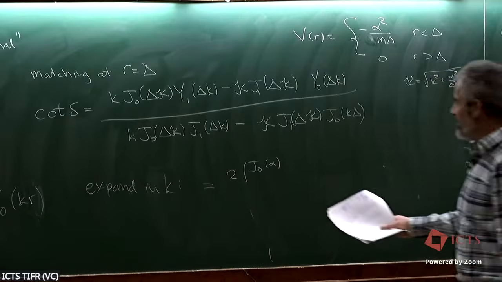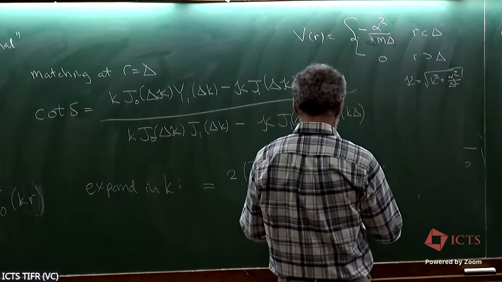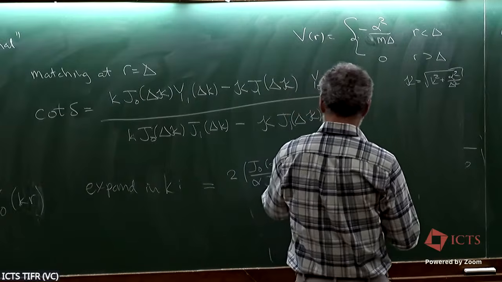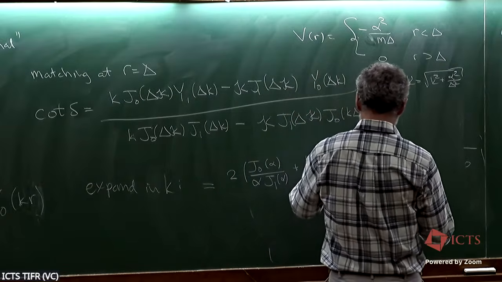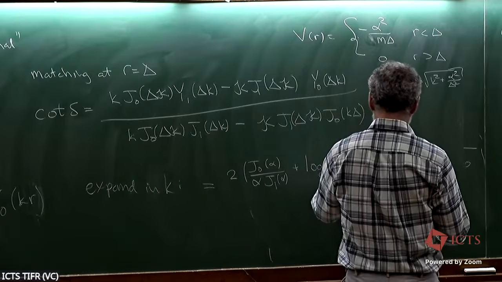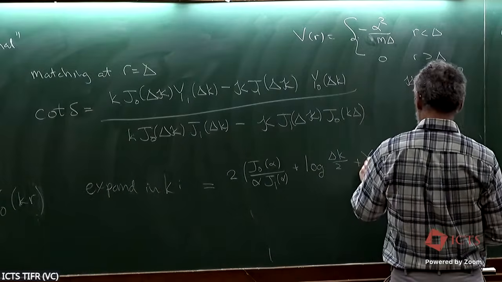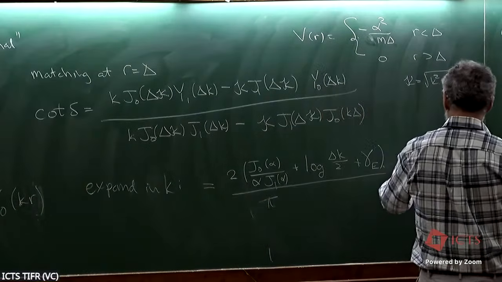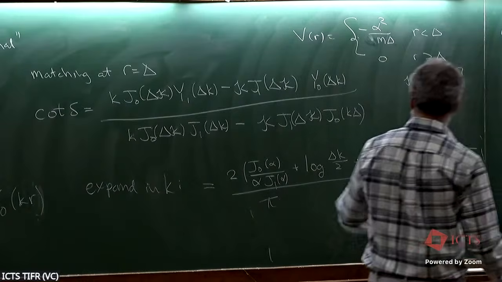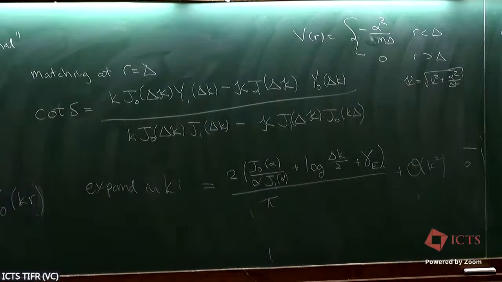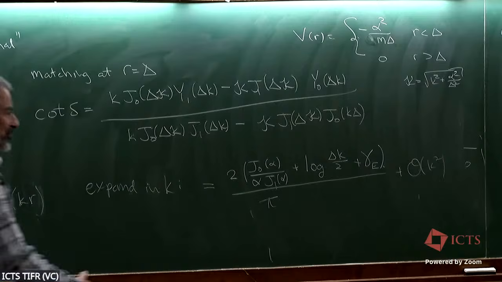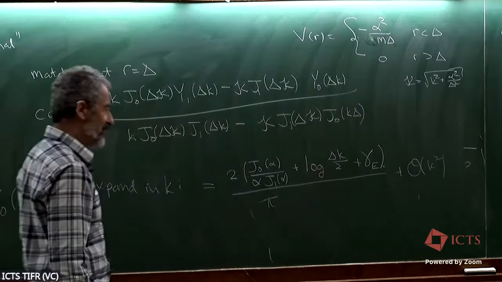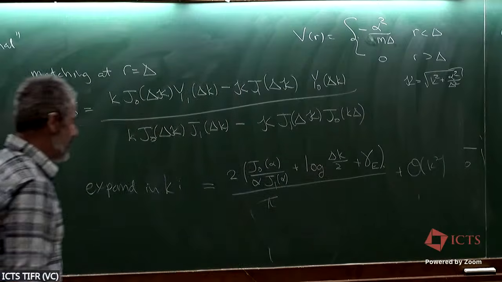So now you expand it, and what you get is J0 of alpha over alpha J1 of alpha plus a log of delta K over 2 plus the Euler constant, divided by pi, plus order K squared. So this looks radically different than what we found in 3 dimensions, where the first term is a constant. Okay, it's got this log K in there. And that is going to have a huge effect.